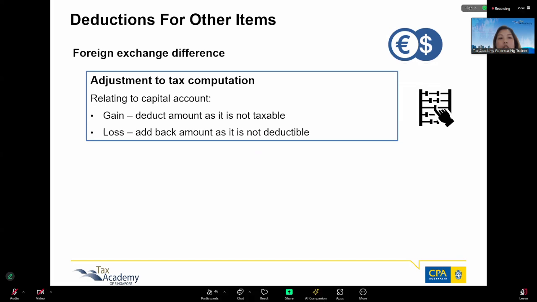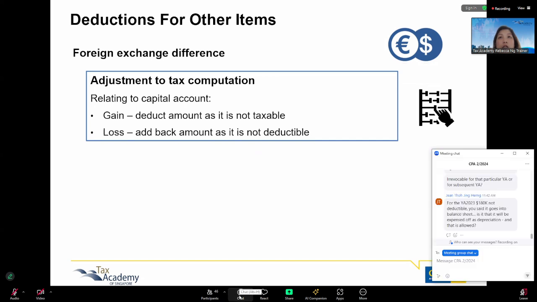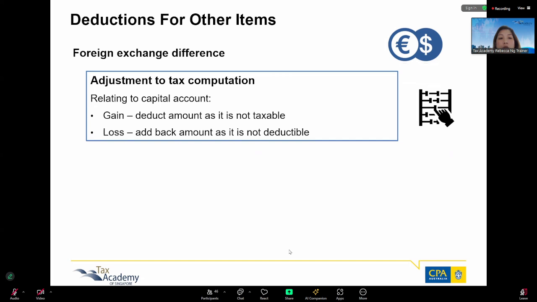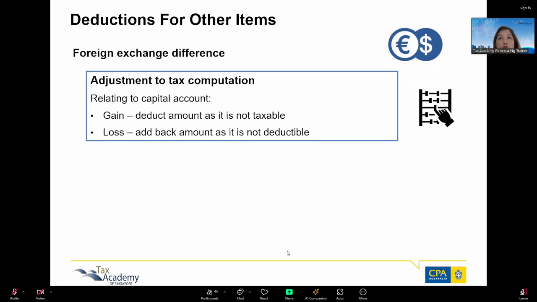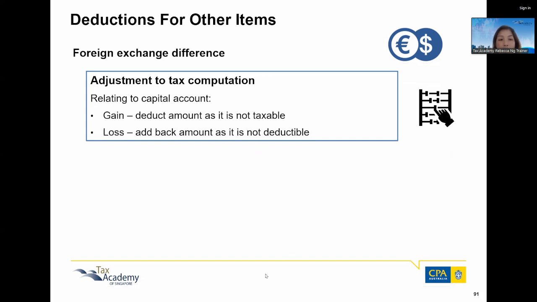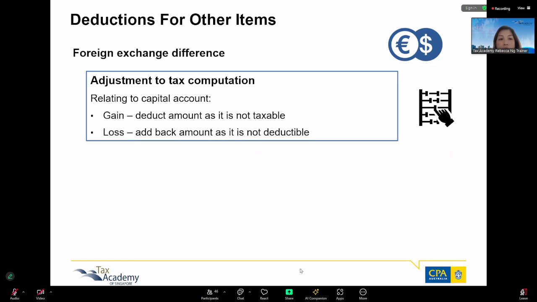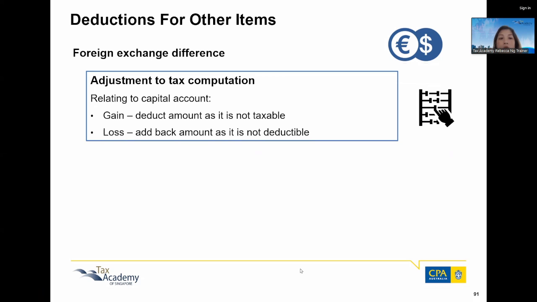So for foreign exchange differences, usually they are recorded in the profit and loss account. So if they are recorded in the profit and loss account and the transaction is relating to exchange gain or loss arising on capital account, then we will have to make adjustments. And if it is a gain, we will have to deduct the gain, so that I don't bring the gain to tax. And if it is a loss, I will have to add back. That means I don't allow the losses. Okay.